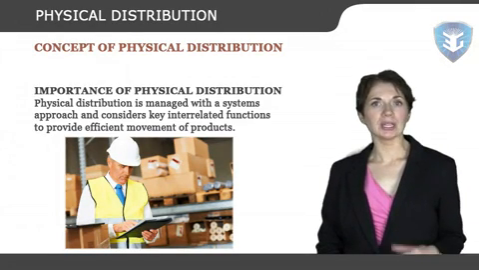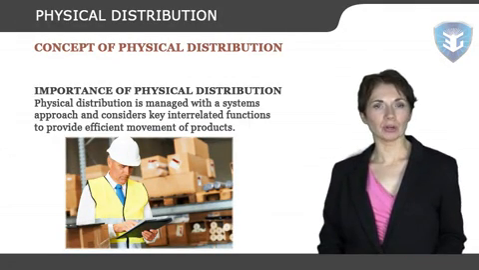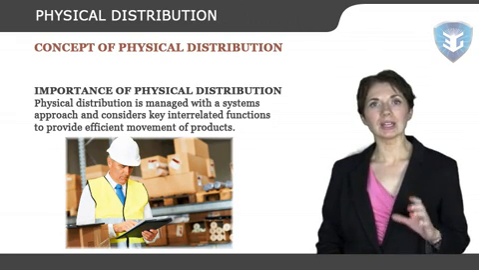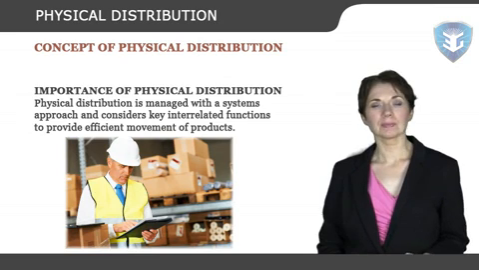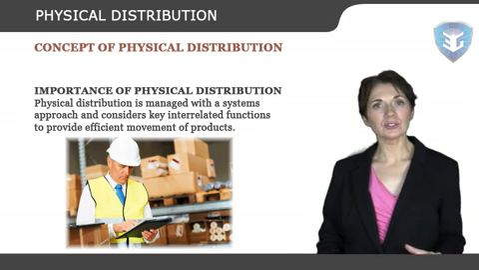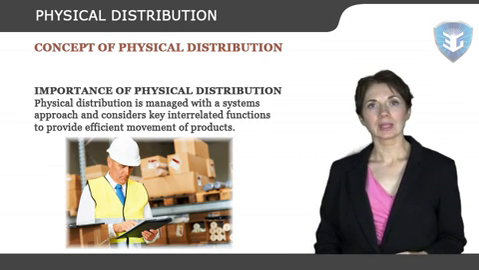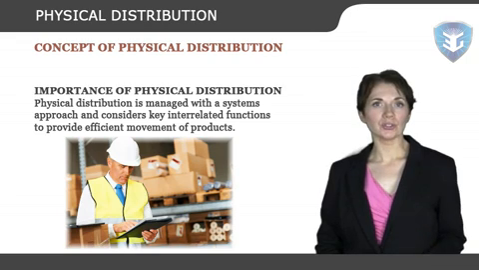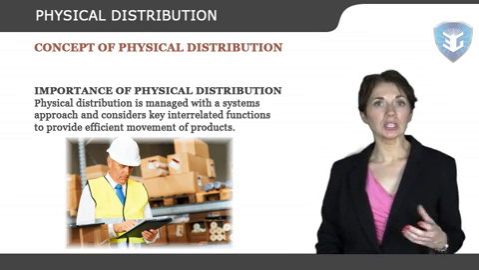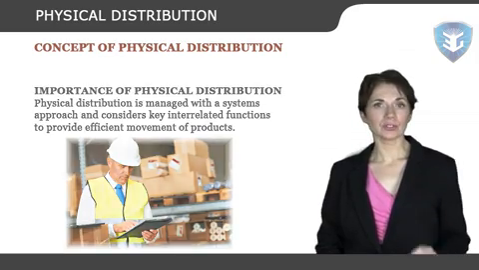Physical distribution is managed with a systems approach and considers key interrelated functions to provide efficient movement of products. The functions are interrelated because any time a decision is made in one area, it has an effect on the others. Managing physical distribution from a systems approach can provide benefits in controlling costs and meeting customer service demands.